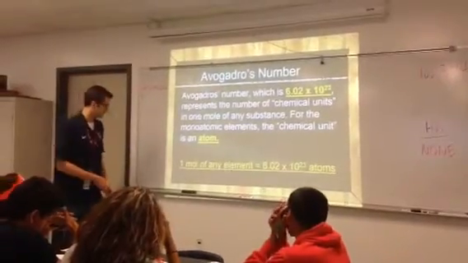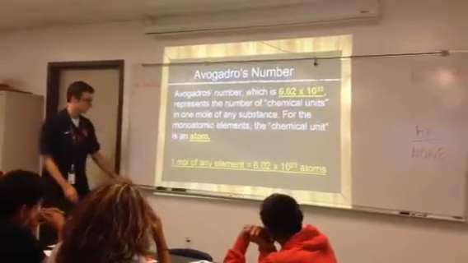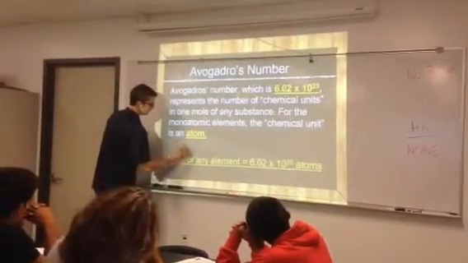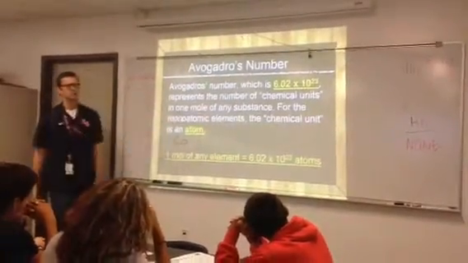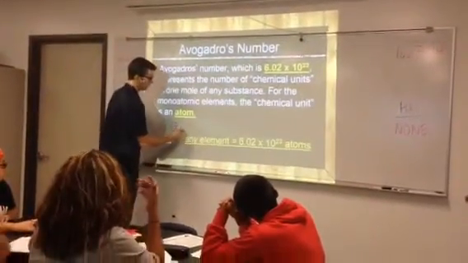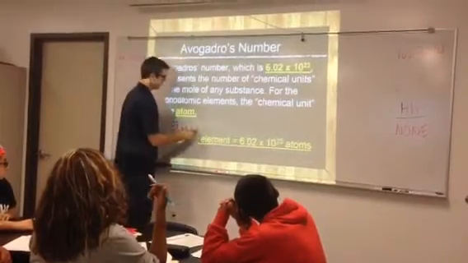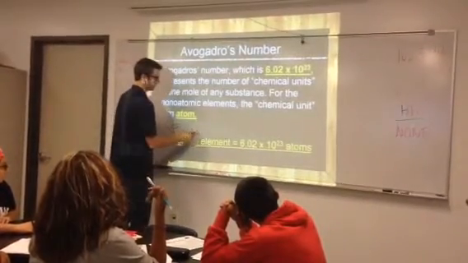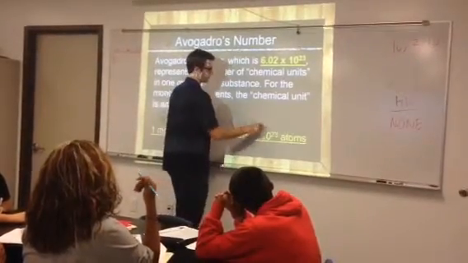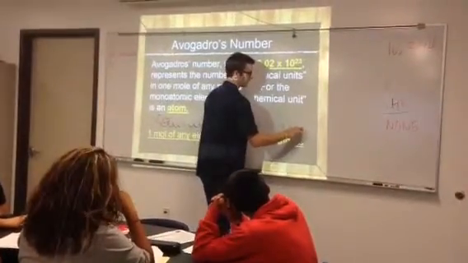Now, just to put in context, I always do this every year, how big this number is. 6.02 times 10 to the 23, so you're going to move the decimal 23 spaces to the right. So it looks like this. 21, 22, no, wait, I'm counting. 1, 2, 3, 4, 5, 6, 7, 8, 9, 10, 11, 12, 13, 14, 15, 16, 17, 18, 19, 20, 21, 22, 23.